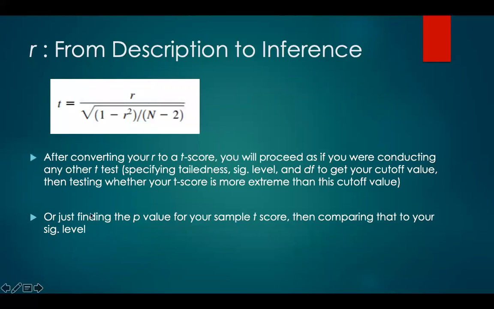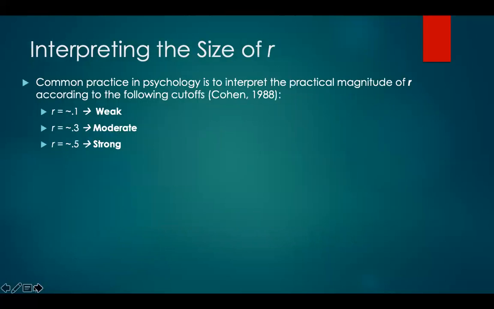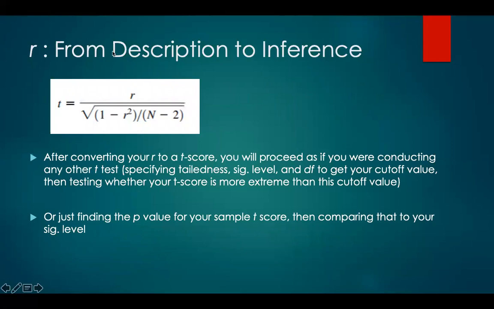After converting your R to a t-score, you will proceed as if you were conducting any other t-test, specifying tailedness, significance level, and degrees of freedom to get your cutoff value, then testing whether your t-score is more extreme than this cutoff value. Or you could just find the p-value of your sample t-score and compare that to your significance level. We learned how to do this in Jamovi last time, so I won't talk about how to do this by hand. In social sciences, we will generally use a statistical program to do this, and whenever you run a correlation, it will tell you whether or not it's significant based on this test.